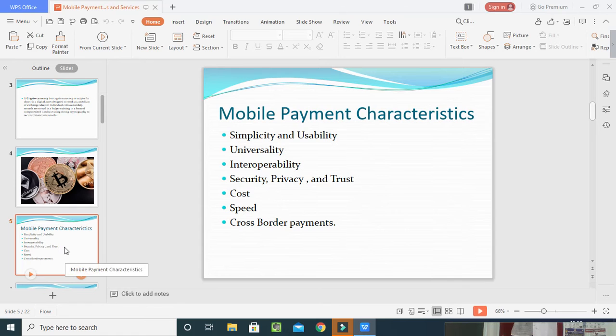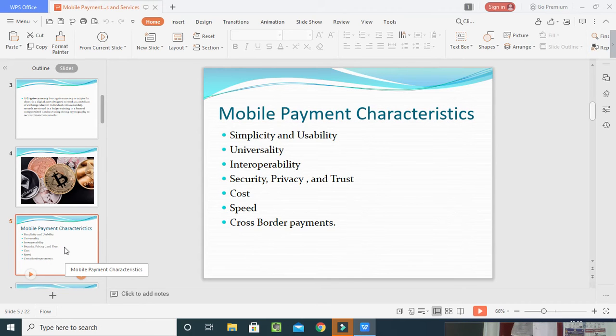Now, what are the characteristics of mobile payment? A few are there, and I want to explain them one by one. First one is simplicity and usability. It is very simple and very easy to access.